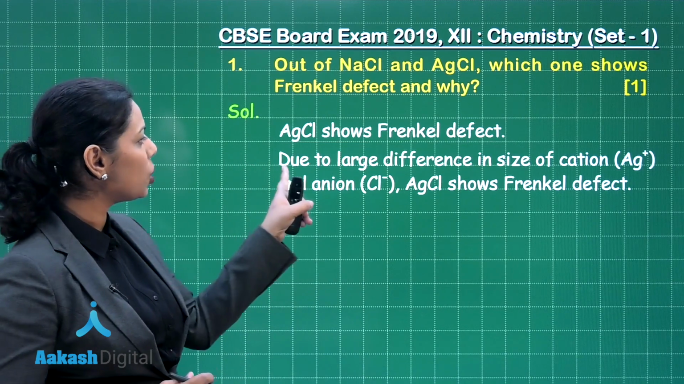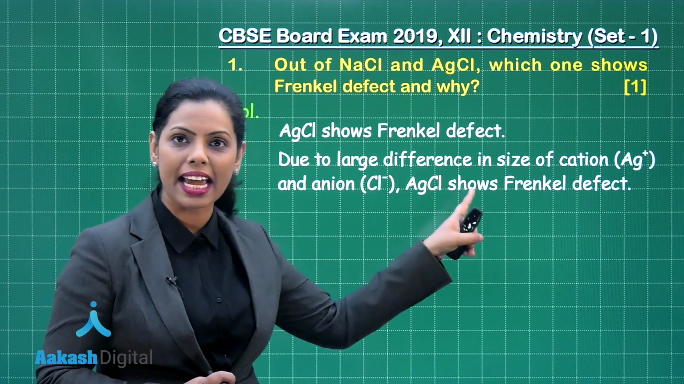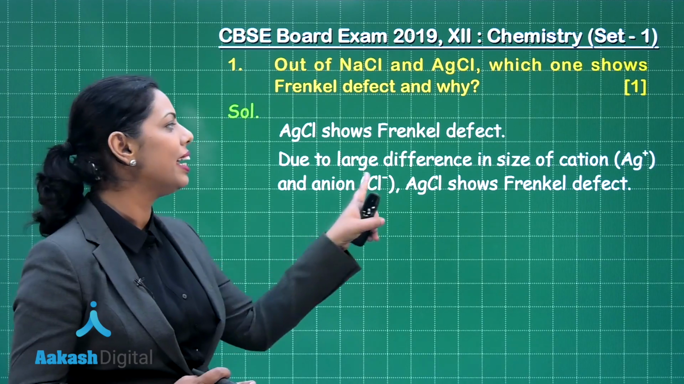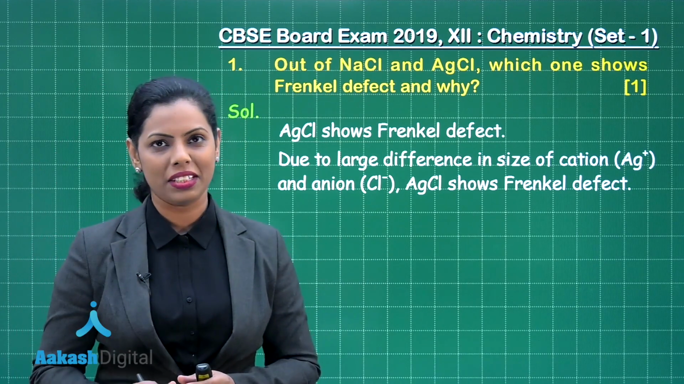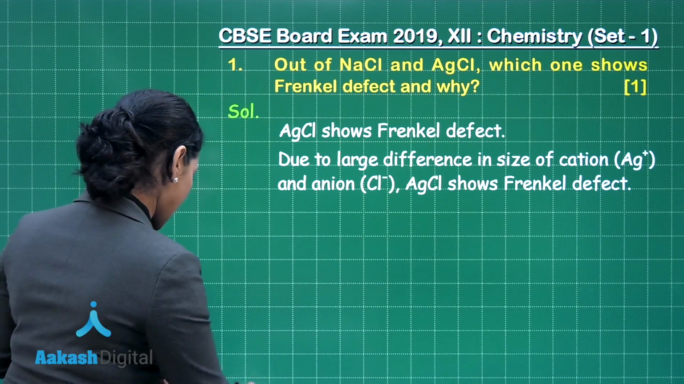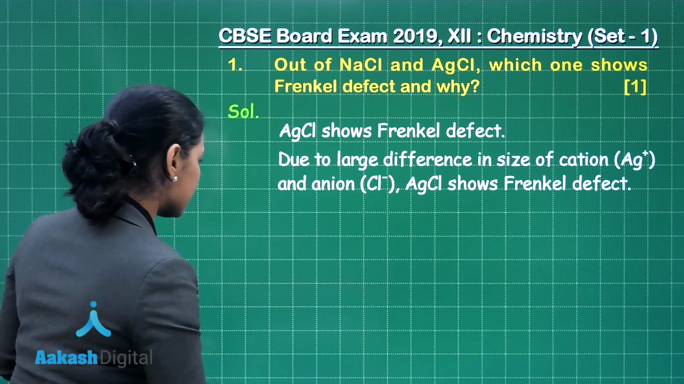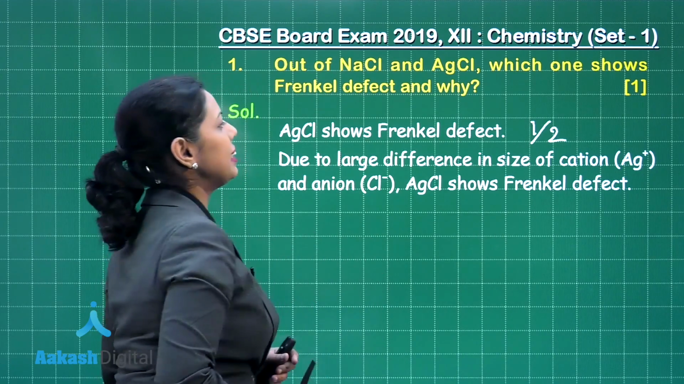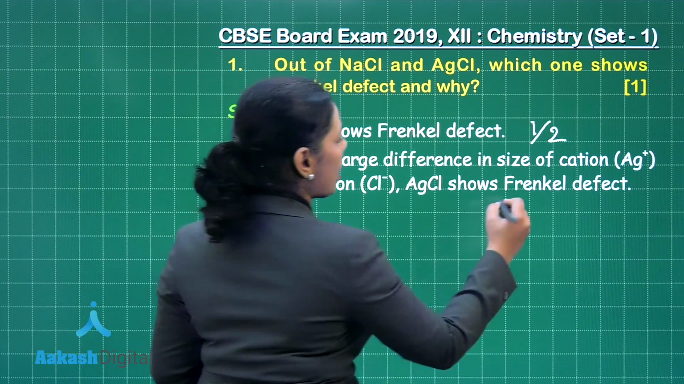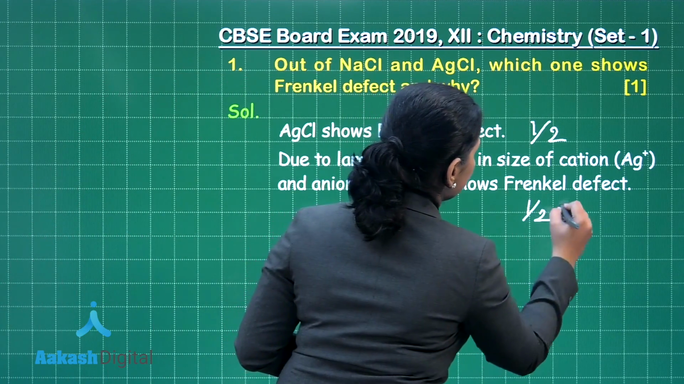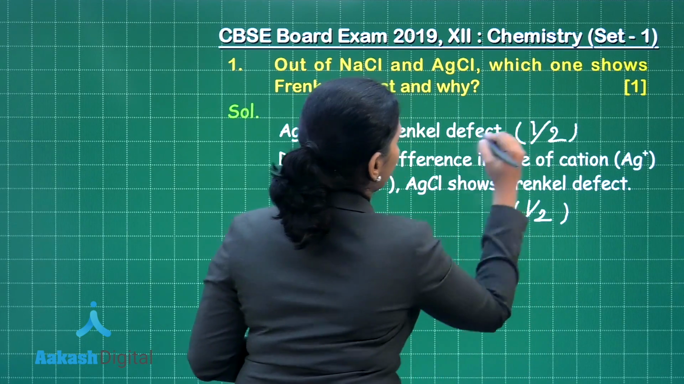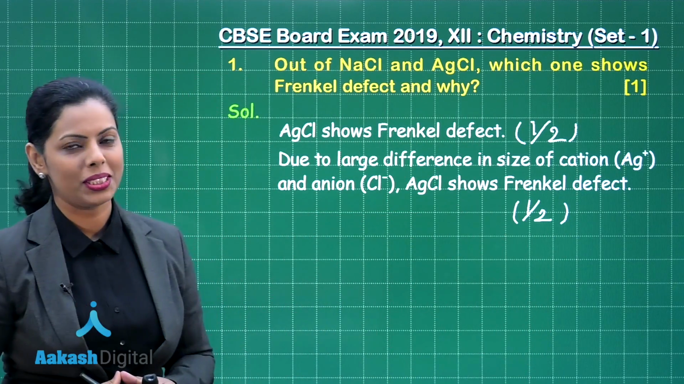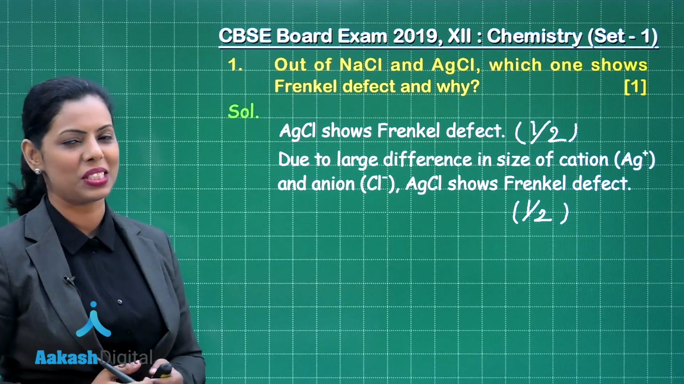So simply we can answer: due to the large difference in the size of cation and anion, AgCl shows Frenkel defect. And while you are writing this answer in this way, you will get half mark for writing that AgCl shows Frenkel defect, and half mark for writing the reason. It means this question is giving you 1 mark. Now, after this, let's take the next question.